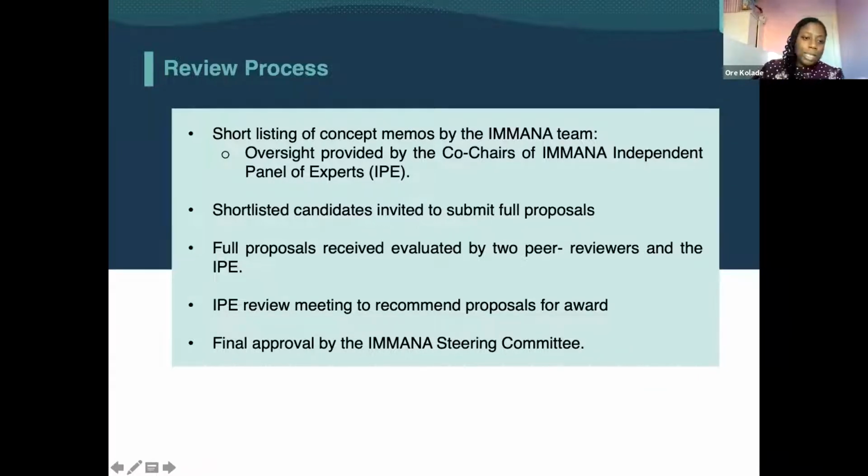For the review process, it's a two-stage process. We have the concept note stage and we have the full proposal stage. The concept note stage will be assessed by the IMMANA team with oversight from the co-chairs of the IMMANA independent panel of experts. And like Sunita alluded to initially, about the eligibility checks, only concept notes which pass the scrutiny of the initial eligibility checks will be fully assessed. So if you don't meet those three criteria, then your concept note will not be fully assessed. For instance, if your concept note is out of scope of the RFP or doesn't demonstrate strong and equitable partnerships, it's unlikely to make it to the full review stage.